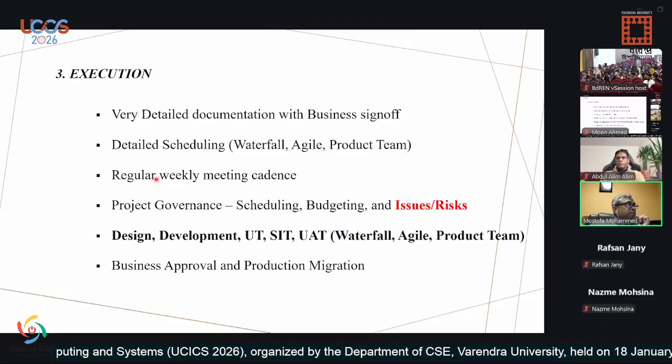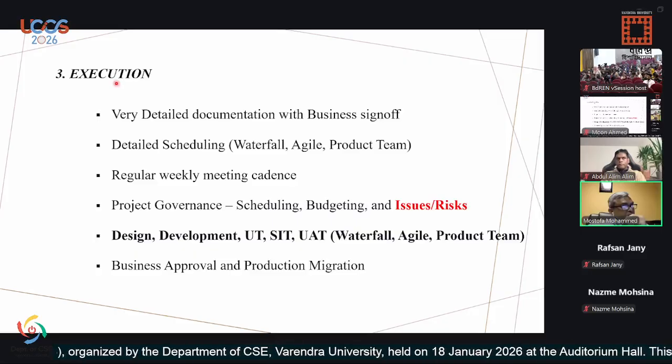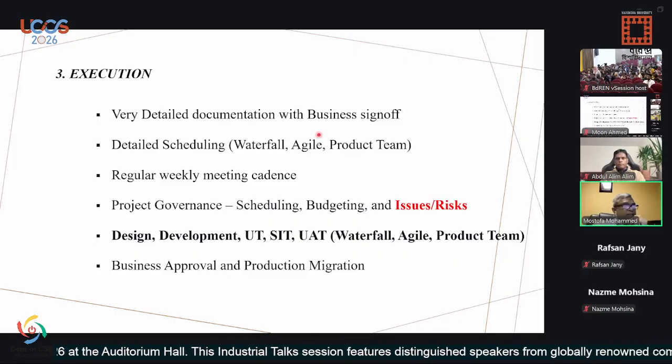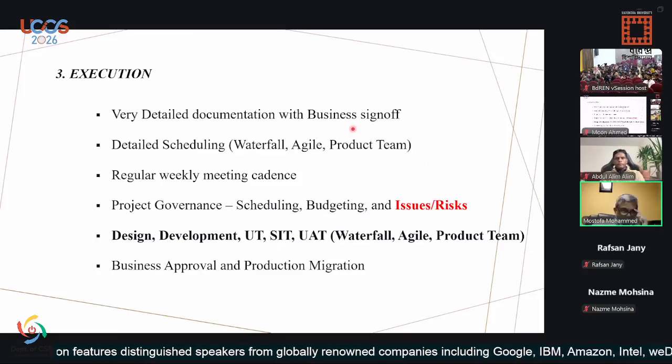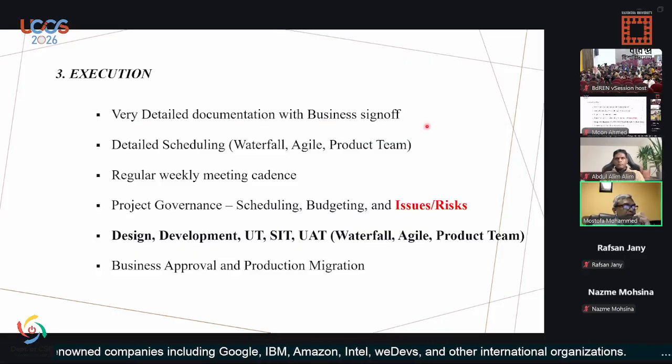At that point in time, when we start to execute, we have a very detailed documentation of the project. That documentation usually tells what exactly is needed by the project, by the business, because business actually signs off on the requirements. So this detailed documentation is a requirement which is agreed by business.